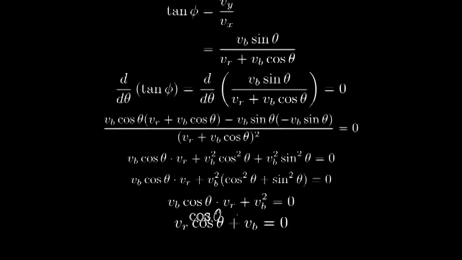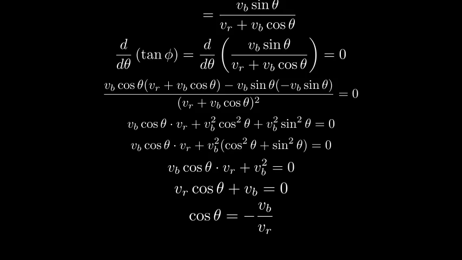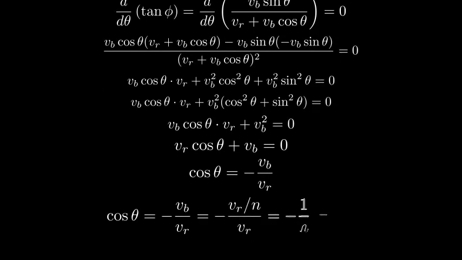Solving for cosine theta, we get cosine theta equals negative v sub b divided by v sub r. Since v sub b equals v sub r over n, and n equals 2, we get cosine theta equals negative 1/2. So we need to find the angle theta where cosine theta equals negative 1/2. This gives us theta equals arccos of negative 1/2, which is 120 degrees.